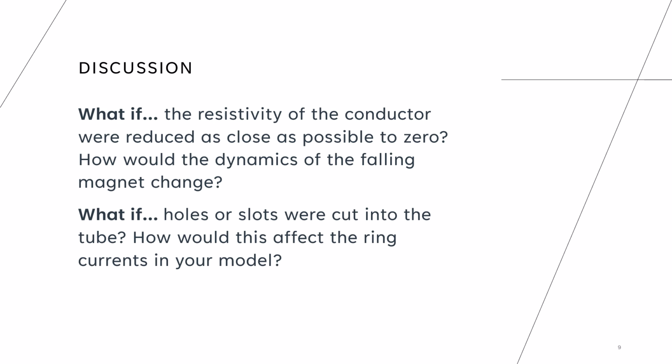And if we cut holes or slots into the tube, so we have fewer DL segments of the tube, there's less total flux, and the induced EMF is going to be lower, which means the current will be lower and the magnet will fall faster because there's nothing to oppose that change.